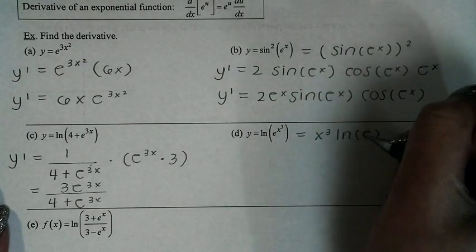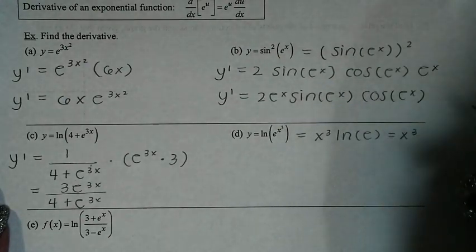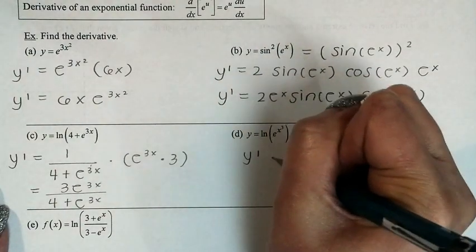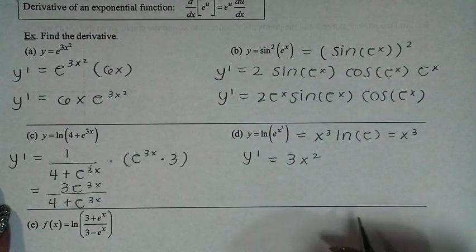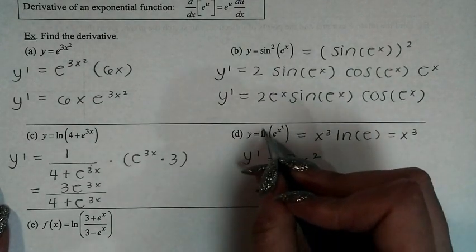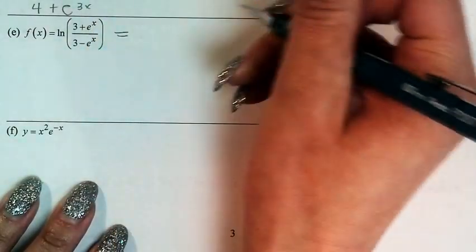So you know that natural log of e is going to be 1, so therefore this is going to be just x cubed. Therefore, the derivative of this is going to be what? 3x squared. Okay? So if you take the derivative as it is, it would be the same and they would cancel. Okay?